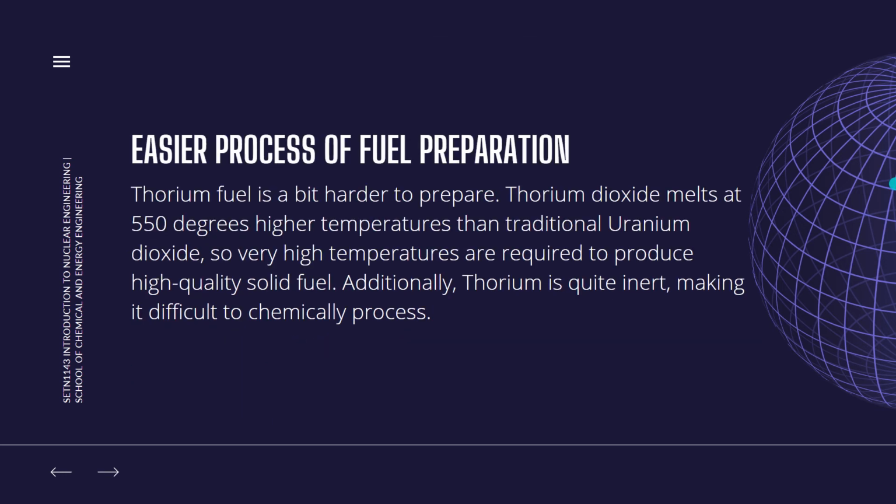Other than the experience factor, uranium-powered reactors also boast an easier process of fuel preparation. Thorium fuel is a bit harder to prepare because thorium dioxide melts at a temperature that's over 550 degrees Celsius higher than that of uranium dioxide. Such a high melting point means a lot more energy is required to produce high-quality solid thorium fuel compared to the traditional uranium fuel. Additionally, thorium is also quite inert, making it all the more difficult to chemically process.